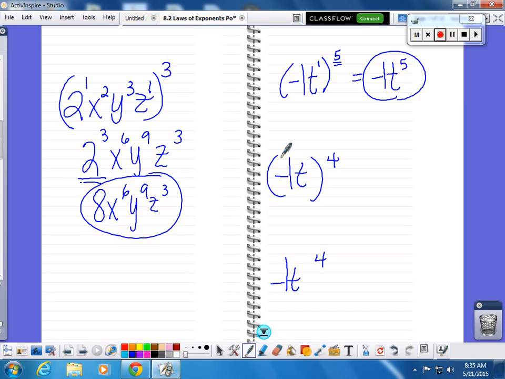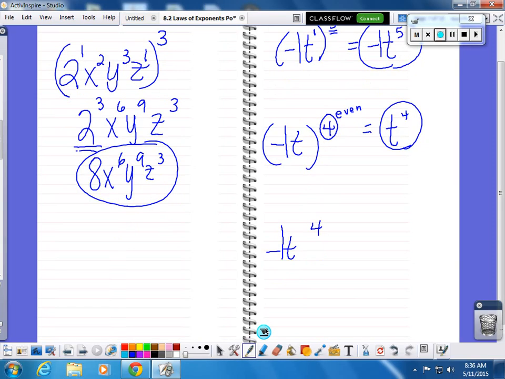When a negative is on the inside of parentheses taken to an even power, then just like squaring, we know that it becomes positive. If I square it twice or give it to the 4th power, think about -1 times -1 is positive, times -1 is negative again, times another negative will be positive, t to the 4th power.